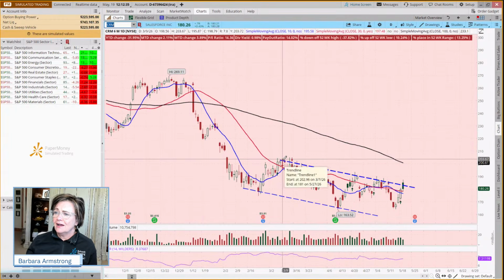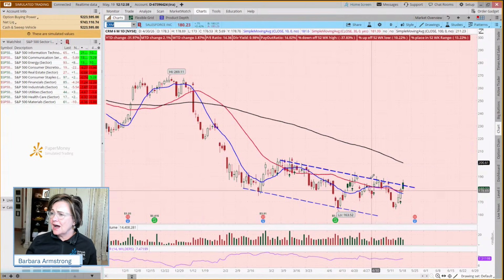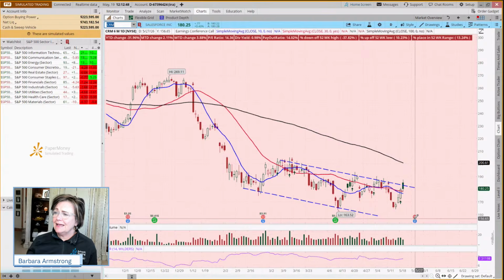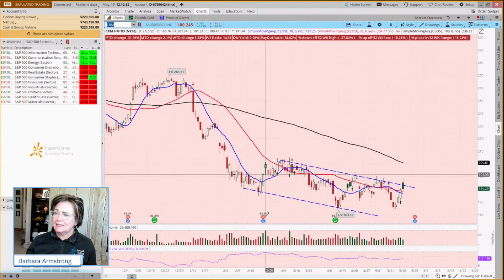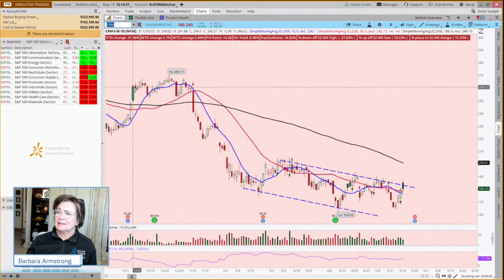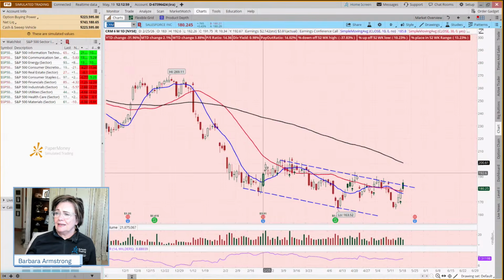You still have lower high, lower high, lower high, lower low, if we're looking at this as an intermediate trend. And then we have earnings coming. Now it could gap. I mean, this stock gapped up on this earnings, gapped up on this earnings. But then it didn't hold.